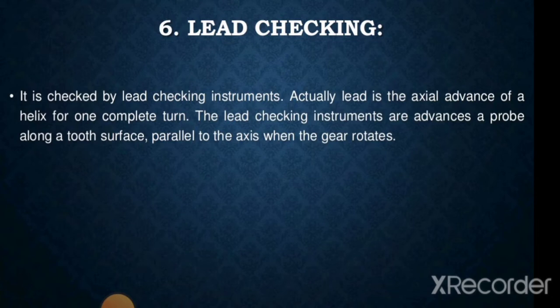This lead may be checked by a lead checking instrument. The instrument advances a probe along a tooth surface parallel to the axis when the gear rotates in a specific time revolution based on the specific lead. Actually, lead is the axial advance of a helix for one complete turn. The lead checking instruments advance a probe along a tooth surface parallel to the axis when the gear rotates.